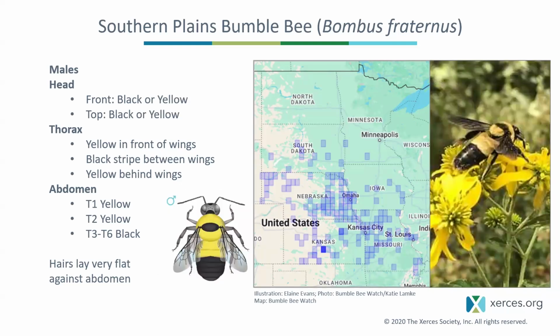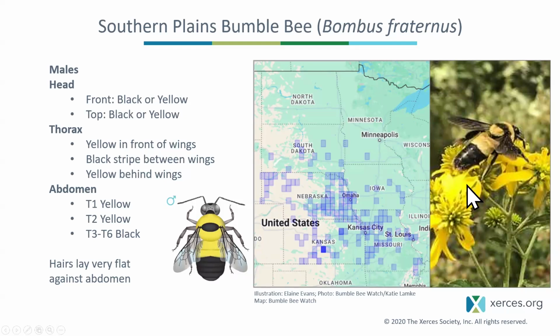Males have a very similar color patterning to the females. They have yellow on T1 and T2 of the abdomen. T3 through 6 will be black. They have a yellow stripe or spot between the wings and then yellow on their thorax. And then they have black or yellow hairs on the top of the head or front of the face.